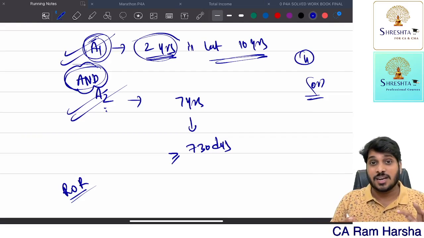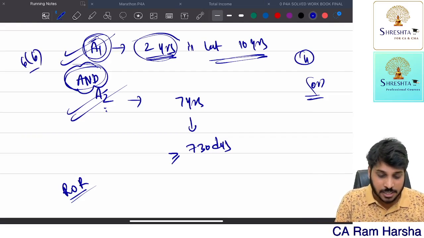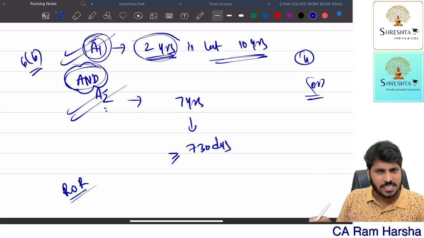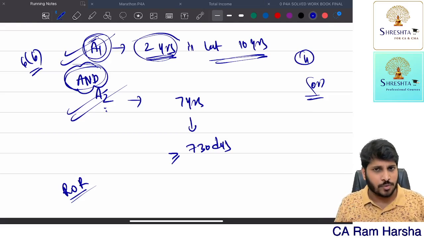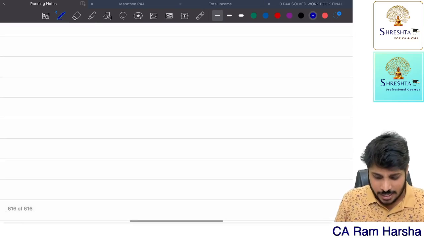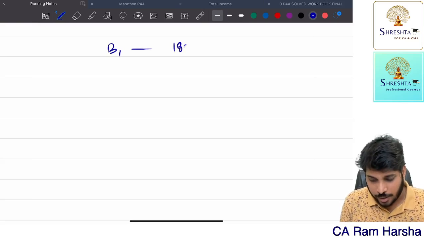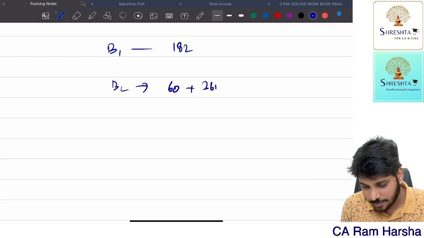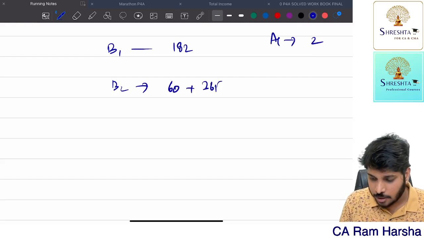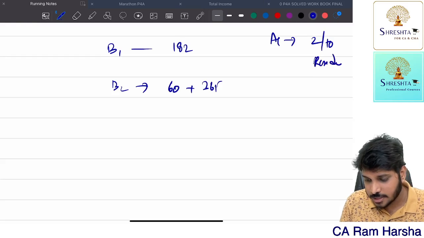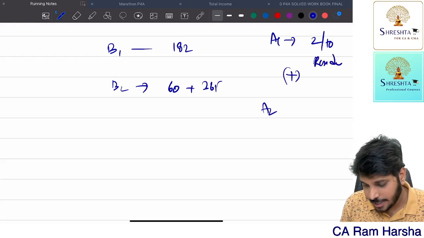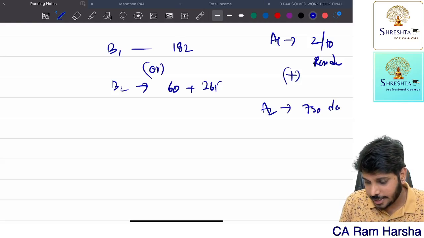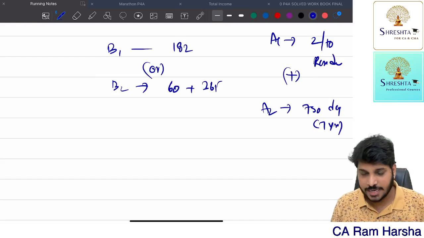Now these additional conditions under section 6 subsection 6 were expressed in a different way. What is the different way? I will discuss a little while later. I hope until now you understood. Now B1 is the 182 days criteria, B2 is the 60 plus 365 days criteria, A1 is 2 out of 10 years you must be resident, plus A2, 730 days criteria in 7 years. Getting it? So that's it.